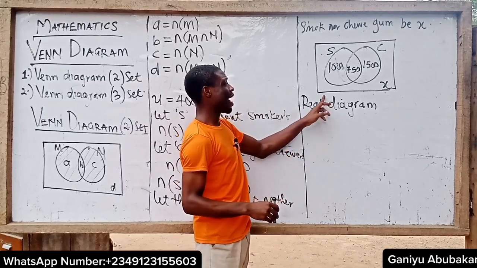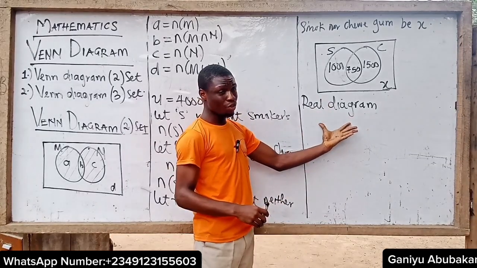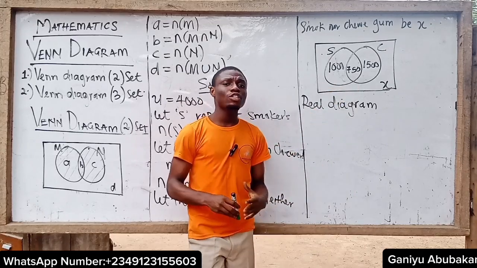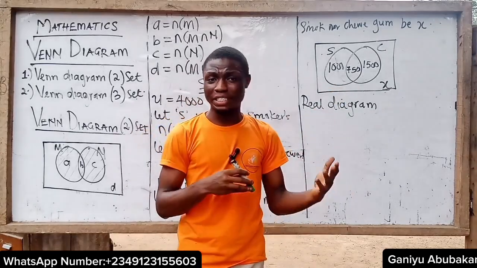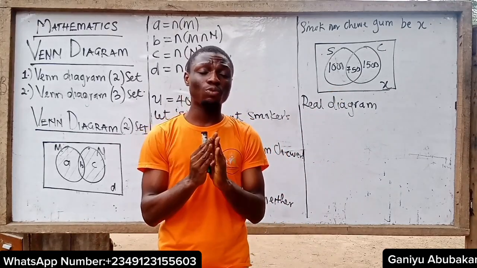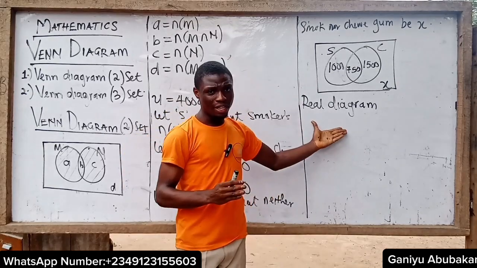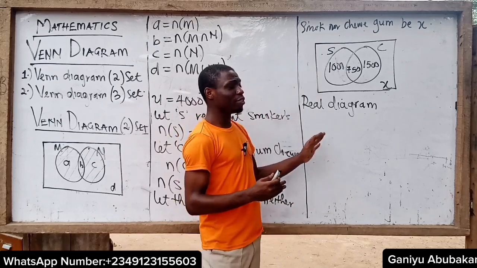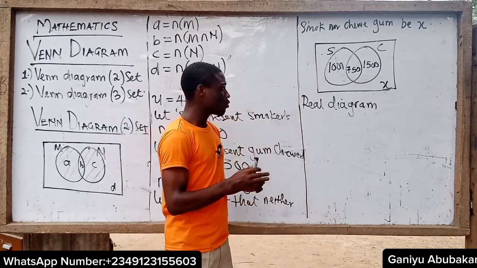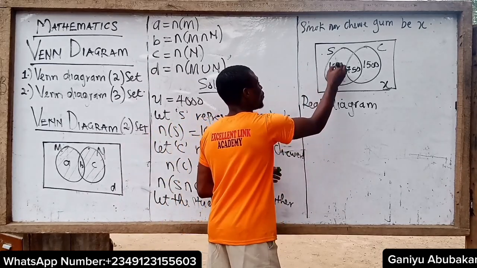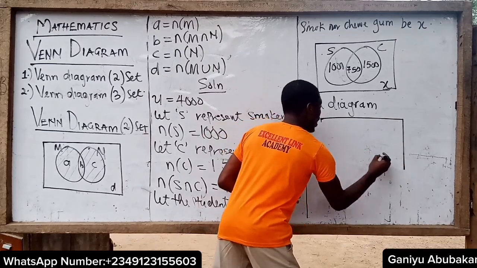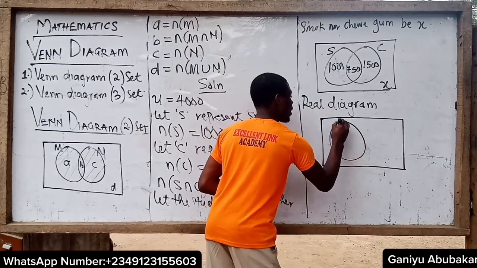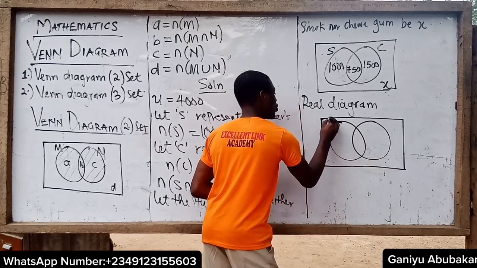At this point, I said you derive your real diagram from your modern Venn diagram, as I've shown you. You don't need to draw a modern Venn diagram in the exam. What your lecturer needs is your real diagram. The difference between the modern diagram and the real diagram is slightly small. I will draw this again, with a set for smokers and a set for gum chewers.